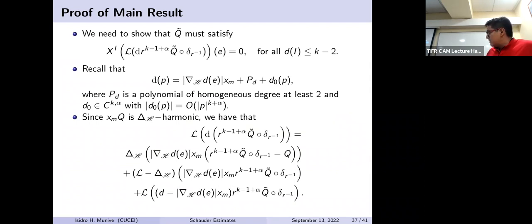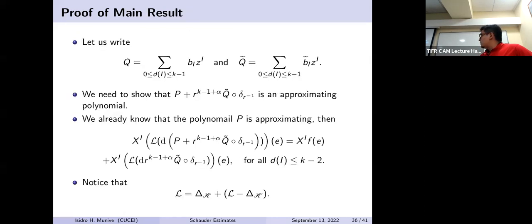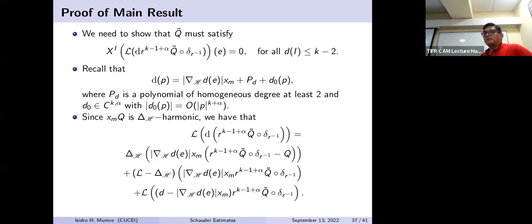So why do we do this? It is that we actually want to write this expression as the sum of r plus omega. Omega has this decay, and r is this polynomial of degree up to k minus 2. So we really want that. Then it becomes approximating, so this thing will disappear.